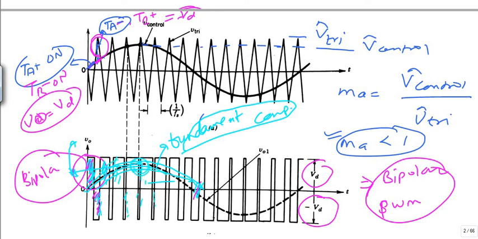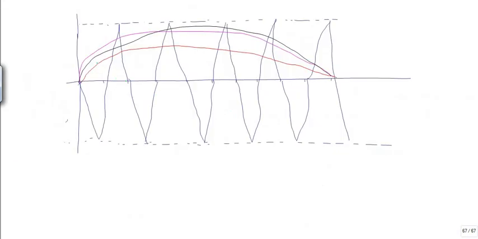Now my question is, does this amplitude depend upon any other parameters? Does it have anything to do with this MA? Here I have considered the amplitude modulation index to be less than 1. Does the amplitude of this fundamental voltage wave have any dependency on this modulation index? We will see now. See this figure.